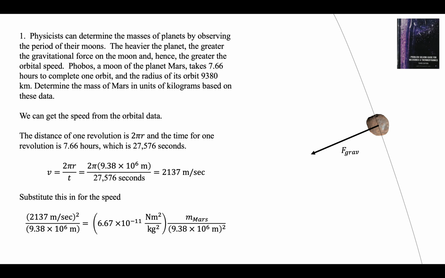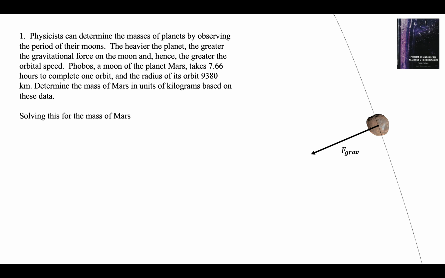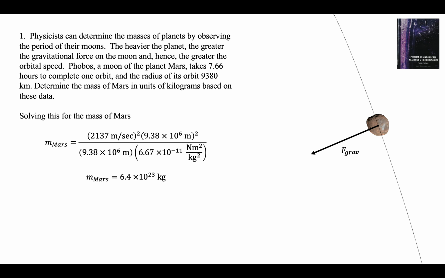So we put this in for the speed, and we put the radius in, v squared over r, and the only unknown we have is the mass of Mars. So we just got to do some calculator work, and we get 6.4 times 10 to the 23rd kilograms.